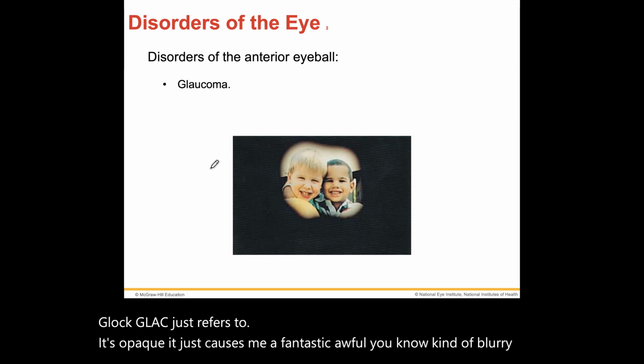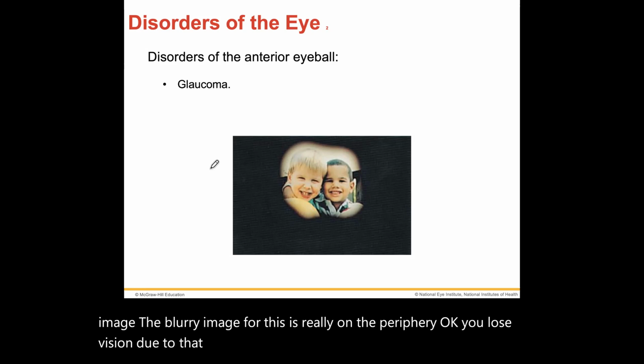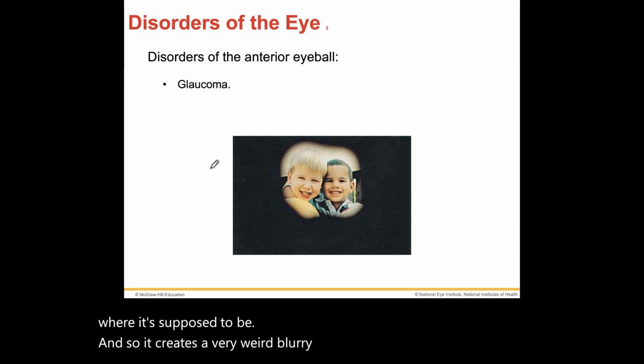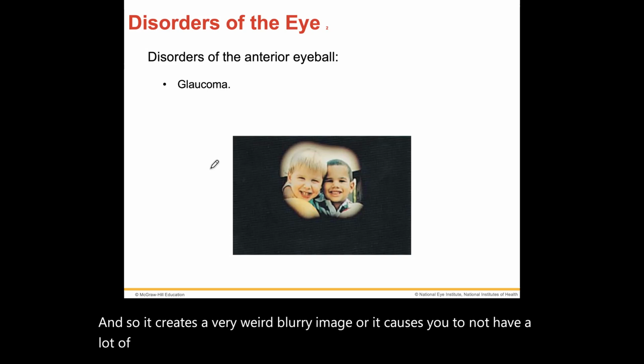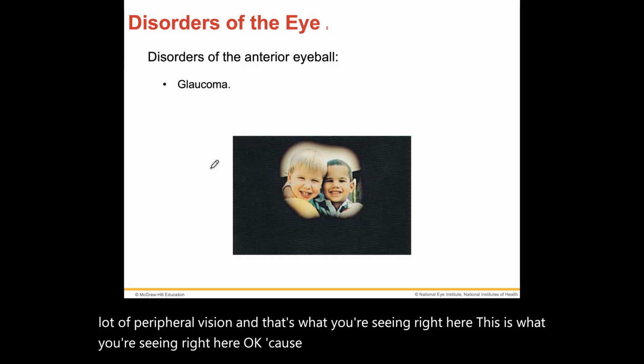The blurry image for this is really on the periphery. You lose vision due to that increased ocular pressure. It kind of pushes the lens away from where it's supposed to be, so it creates a very weird, blurry image, or you don't have a lot of peripheral vision. That's what you're seeing right here, because that lens is not able to move properly.